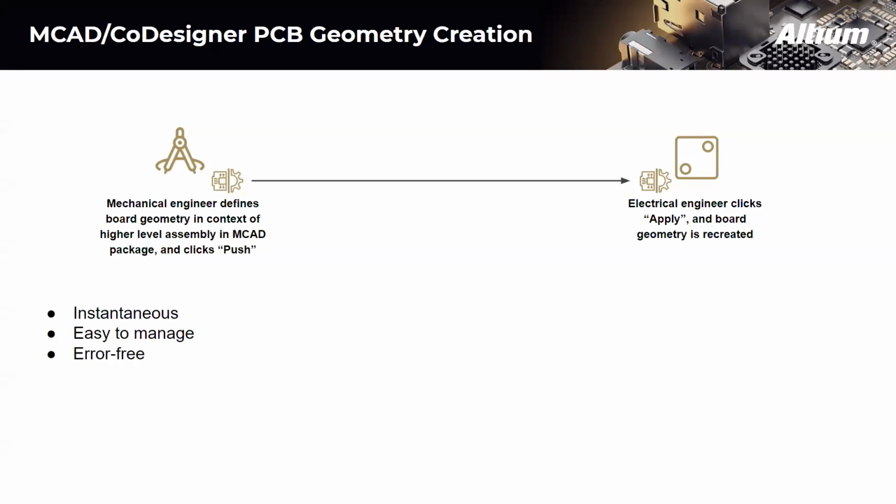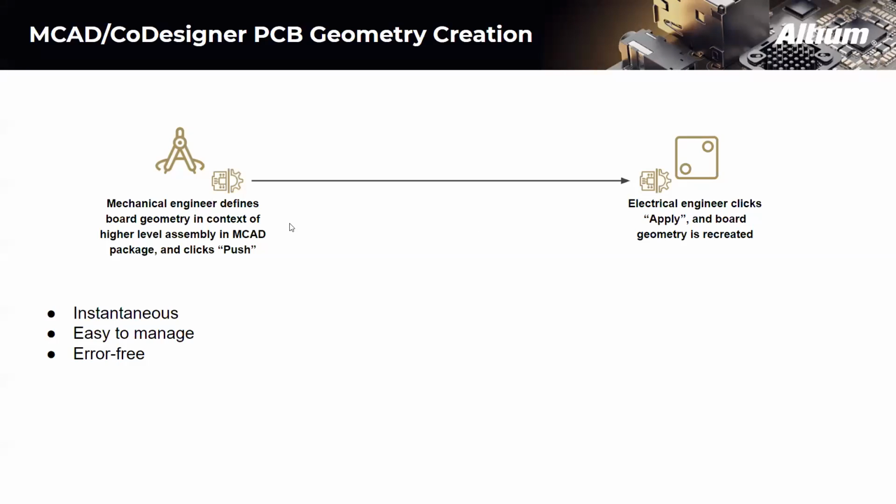It's an instantaneous process. If the electrical engineer happens to be working in Altium at the time that the mechanical engineer makes that push, they'll see that push come through straight away. If they're not working on the project at the time, the next time they do work on it, the push will be a notification waiting for them in the panel as soon as they start working again on that project.